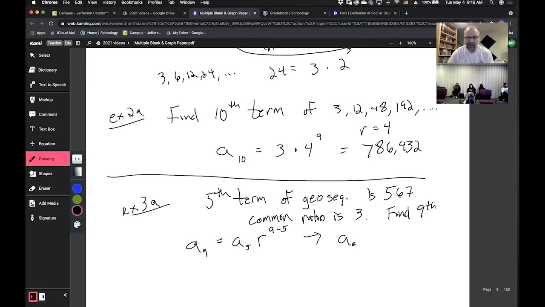So A of 9 equals A of 5, which is 567, times 3 to the 4th, which is 81. So the 9th term is, do that math, 45,927.